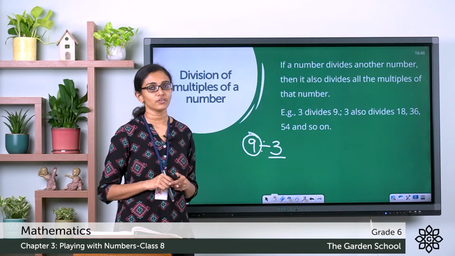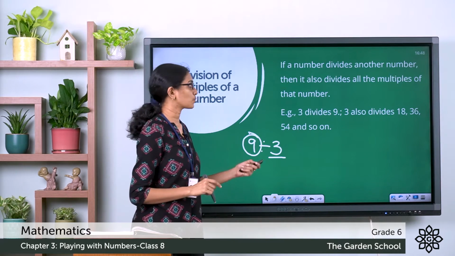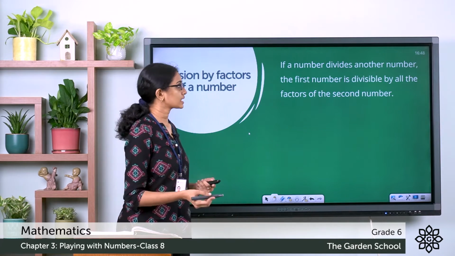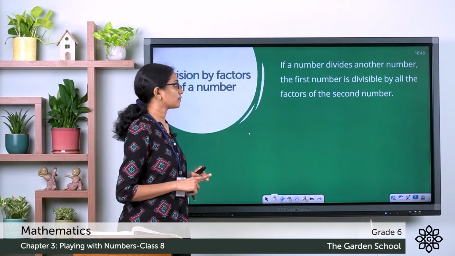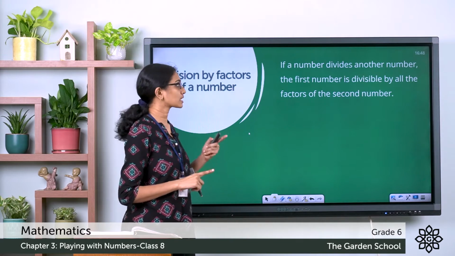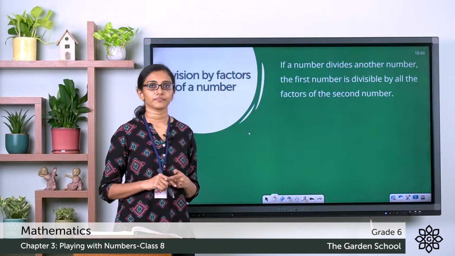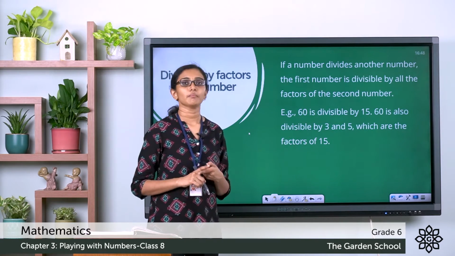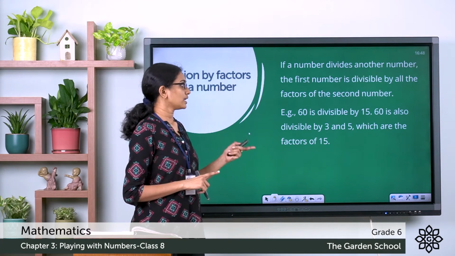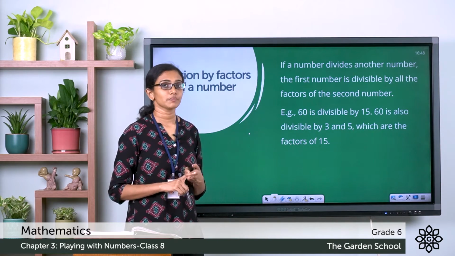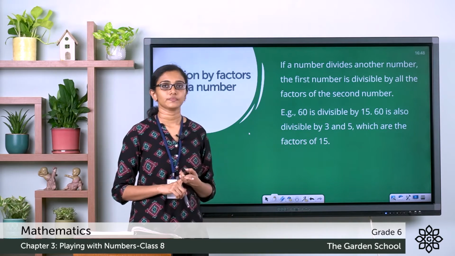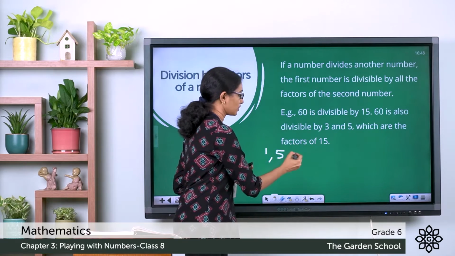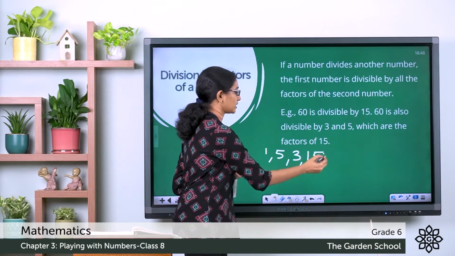Is this clear now? Let's see the next rule. Here it says that if a number divides another number, then the first number is divisible by all the factors of the second number. What does that mean? For example, if 60 is divisible by 15, then 60 should also be divisible by the factors of 15. Which are the factors of 15? 1, 5, 3 and 15.